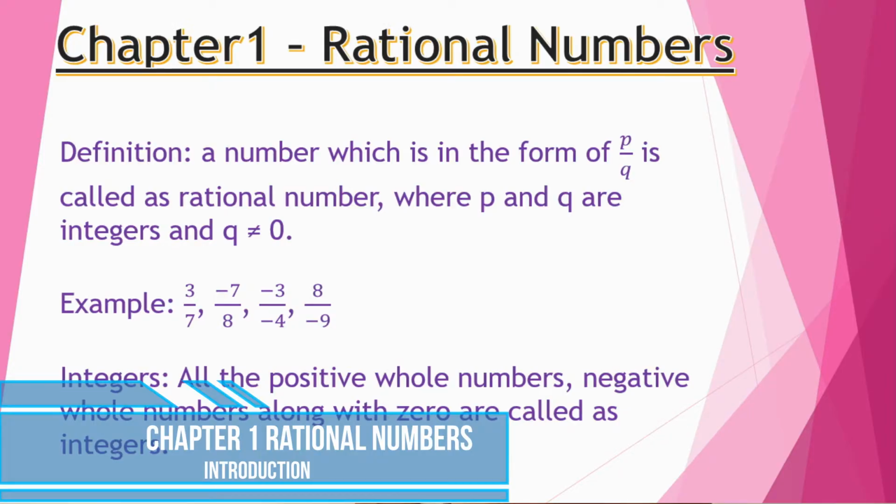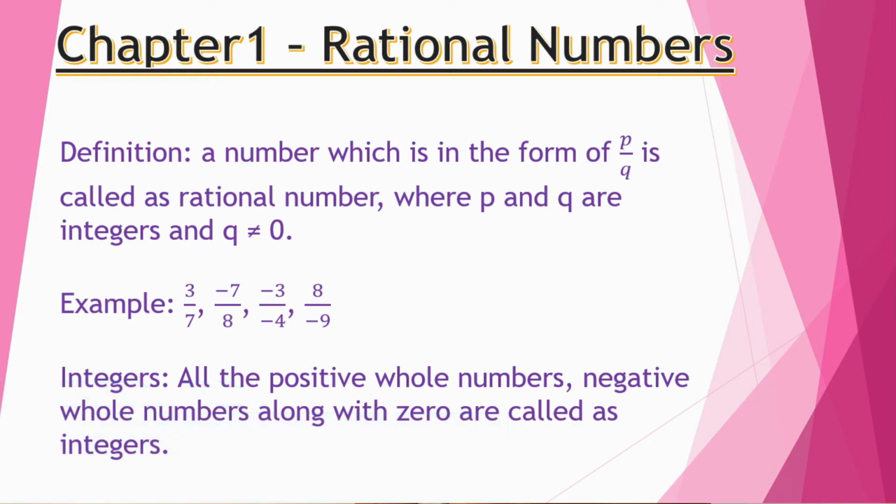Okay, first topic is rational numbers. Now, what is the definition of rational numbers? First of all, understand it. A number which is in the form of p by q is called a rational number, but the condition is that p and q are integers. Okay, p and q should be integer values and q should not be equal to 0.